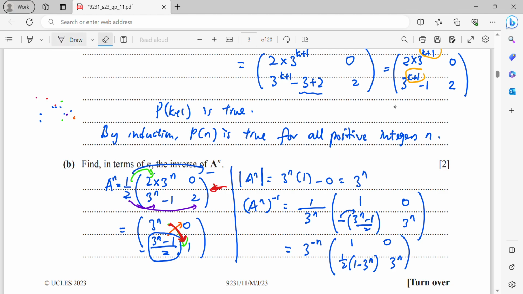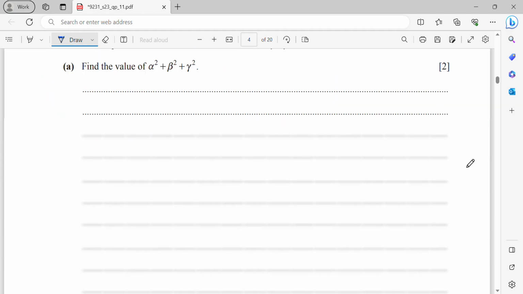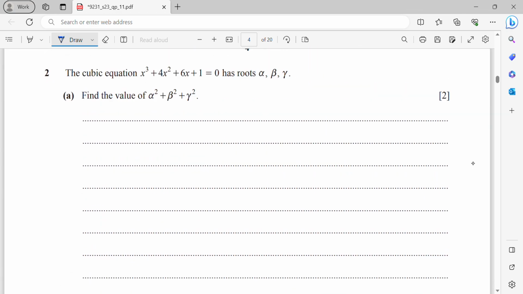So now we move on to question number 2. For question number 2, this is a cubic equation that has roots alpha, beta, gamma. A, find the value of the sum of the squares of each root. Firstly, I will write down the given cubic equation.